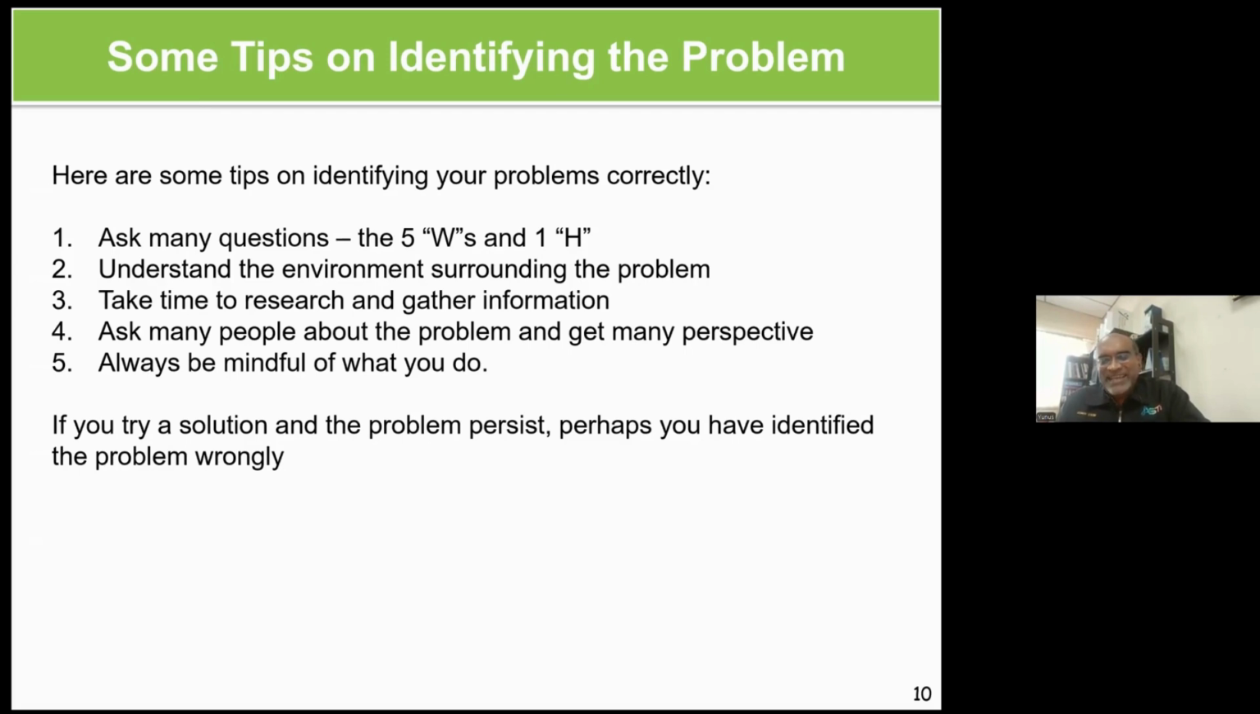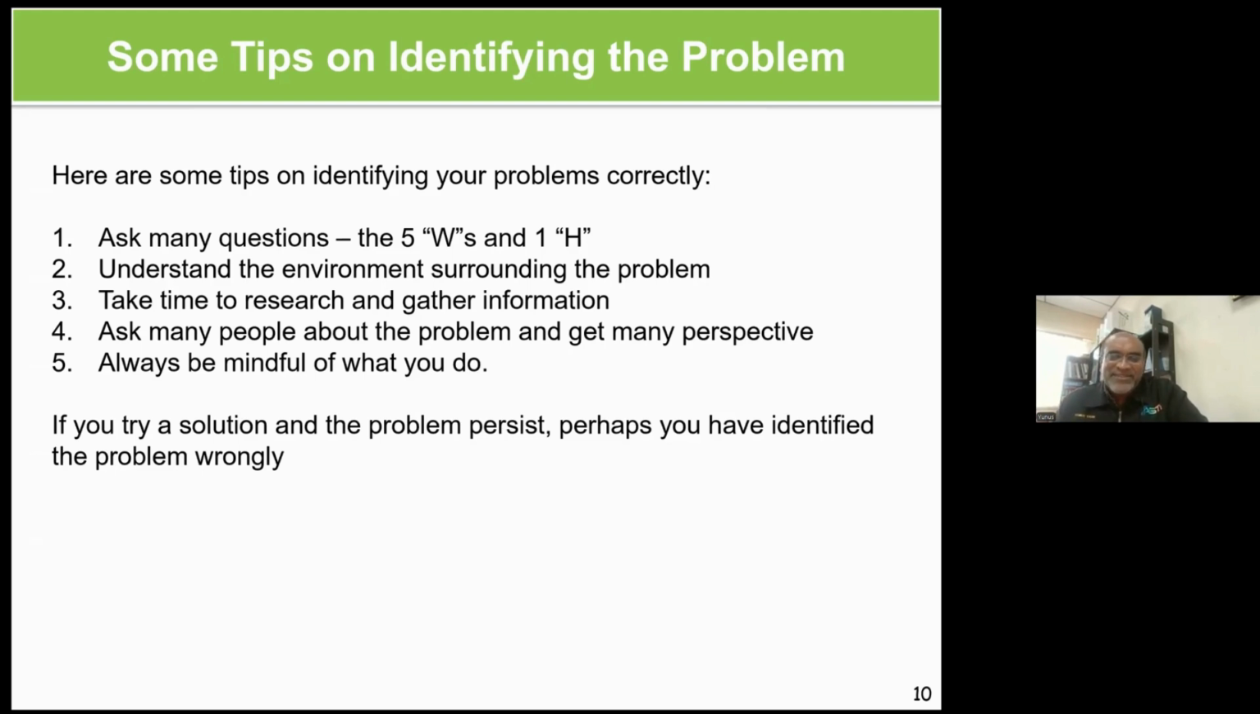And then understand the environment. So if you have a problem, there will be an environment around the problem. Understand how the environment affects the problem, right? Or is the environment actually creating the problem? Or is the environment making the problem worse or better or stuff like that? So you need to understand the environment, the context, so to speak. You need to understand the context of the problem.